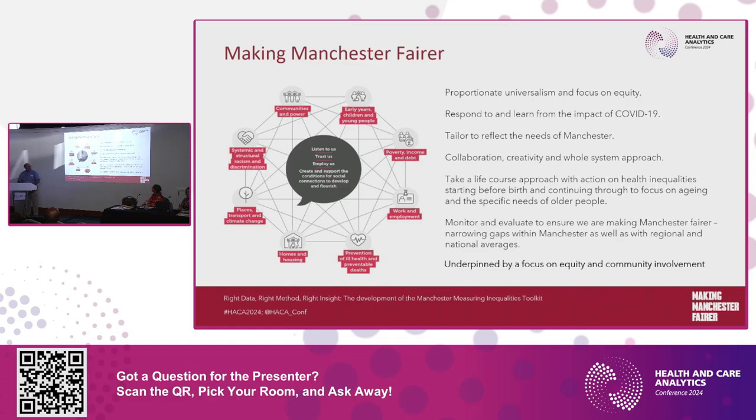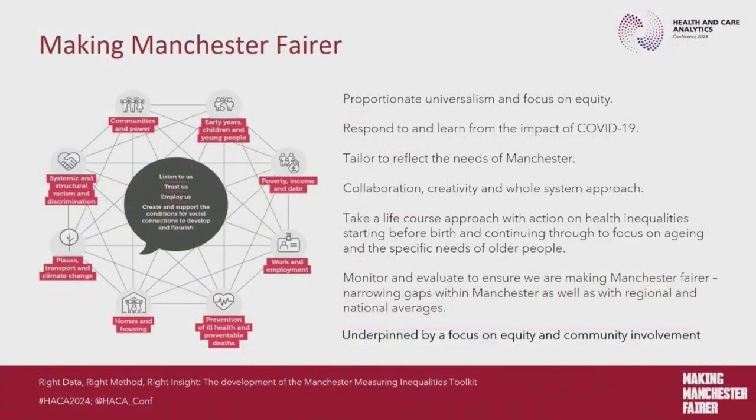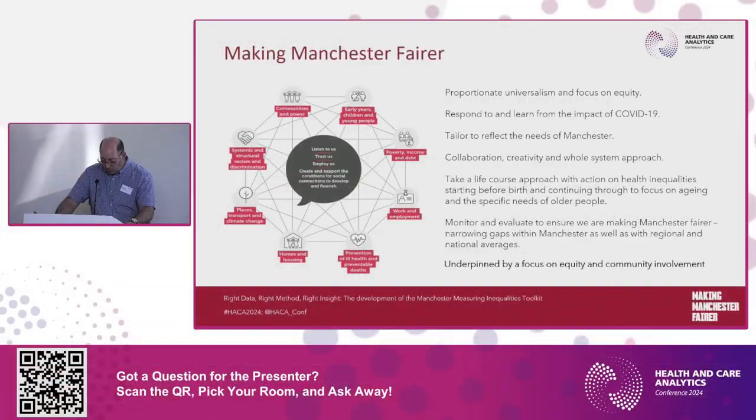So this toolkit was developed as part of our Making Manchester Fairer programme, which is our 5-year action plan to address health inequalities in Manchester. The action plan itself is very much based on what our residents and staff from a range of organisations have told us, as well as the evidence from what's worked in the past around health inequalities. It also incorporates the city's anti-poverty strategy, which just recognises that link between poverty and health inequality.